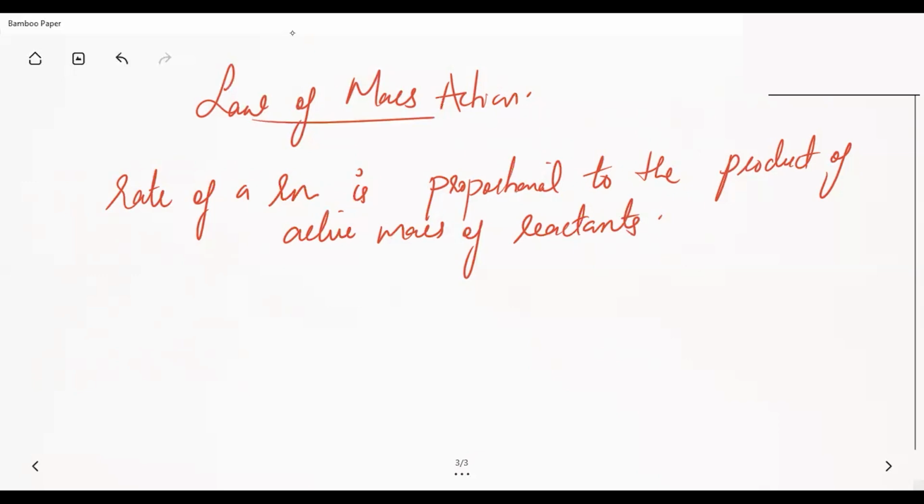We have to use this law when we arrive at the law of chemical equilibrium and the equilibrium constant. Let us work out the law of chemical equilibrium.